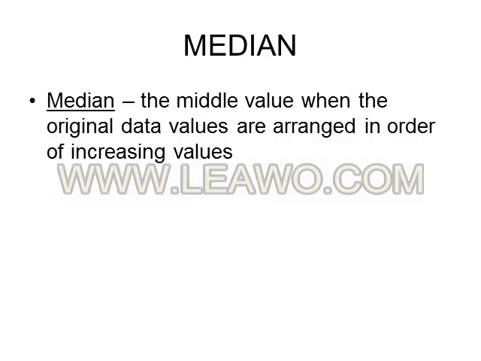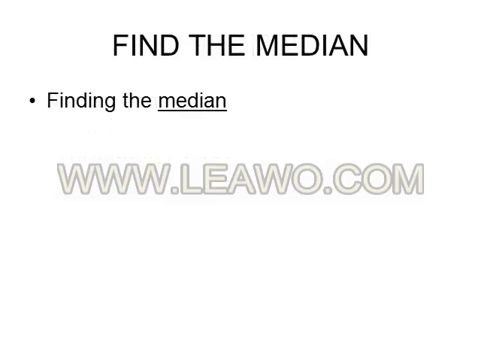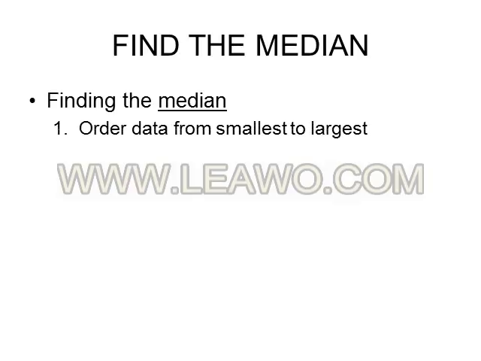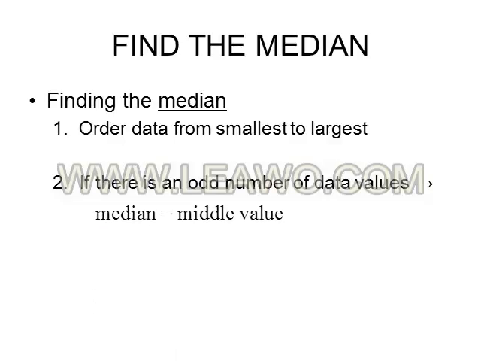Let's move on to the median. That will be the middle value when the original data values are arranged in order of increasing values. So if we're going to find the median, we first will need to order the data from smallest to largest. Secondly, if there is an odd number of data values, our median will occur in the very middle of the list. You could cross off from each end equally and see if the number that's left behind, if there's a single value in the middle. If so, that will be your median.